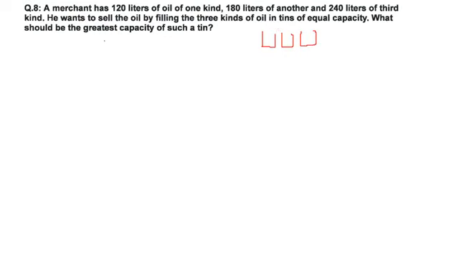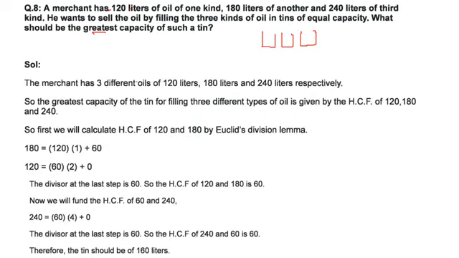So when it comes to greatest, that means it is highest. Highest common means these 3 are there and we need to have a common value and factor which pertains to all these 3. So we have to find out the HCF of these 3. So how do we find out the HCF of these 3? First of all, 3 different oils are there, 120, 180 and 240.